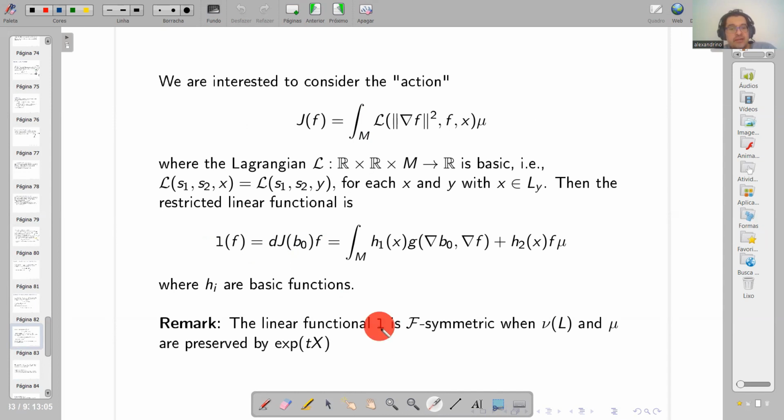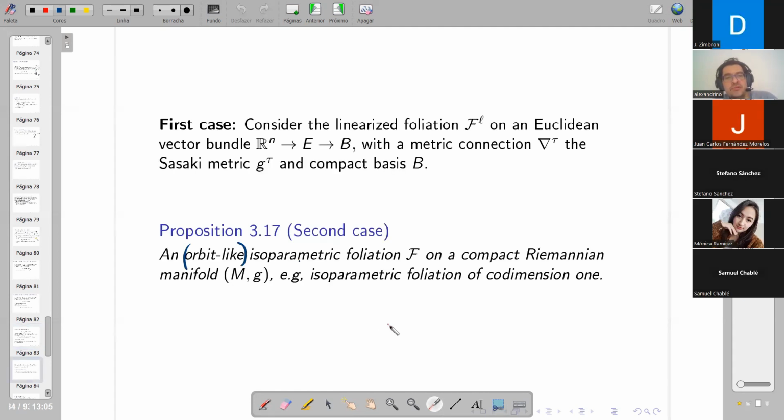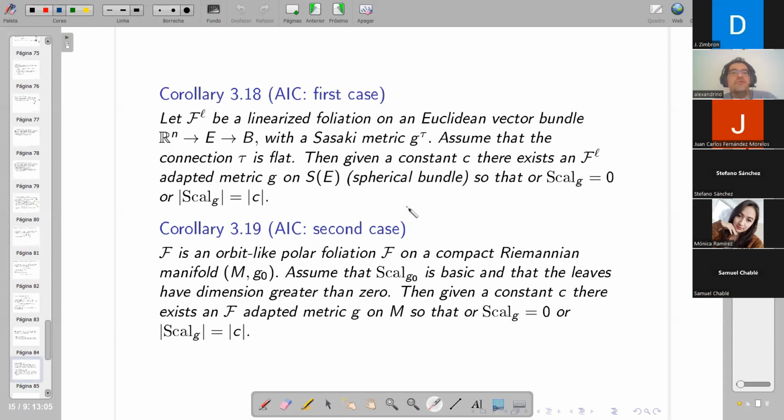So if you have the luck to have an action, a Lagrangian here, that is basic, then you can reduce your problem to studying basic functions. And since you reduce your problem to studying basic functions, we no longer have to deal with this problem of the embedding of the Sobolev space. So you can start getting a few results.